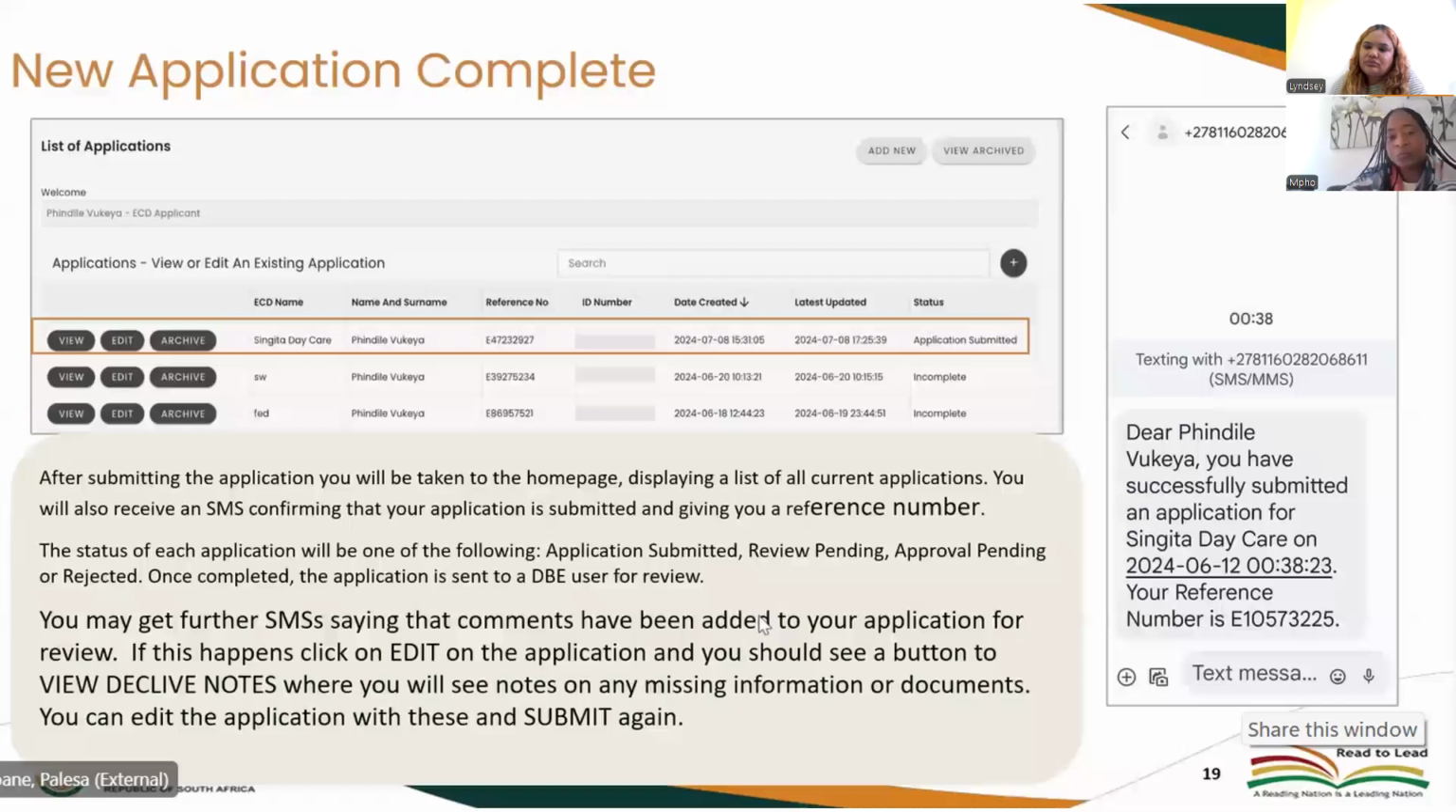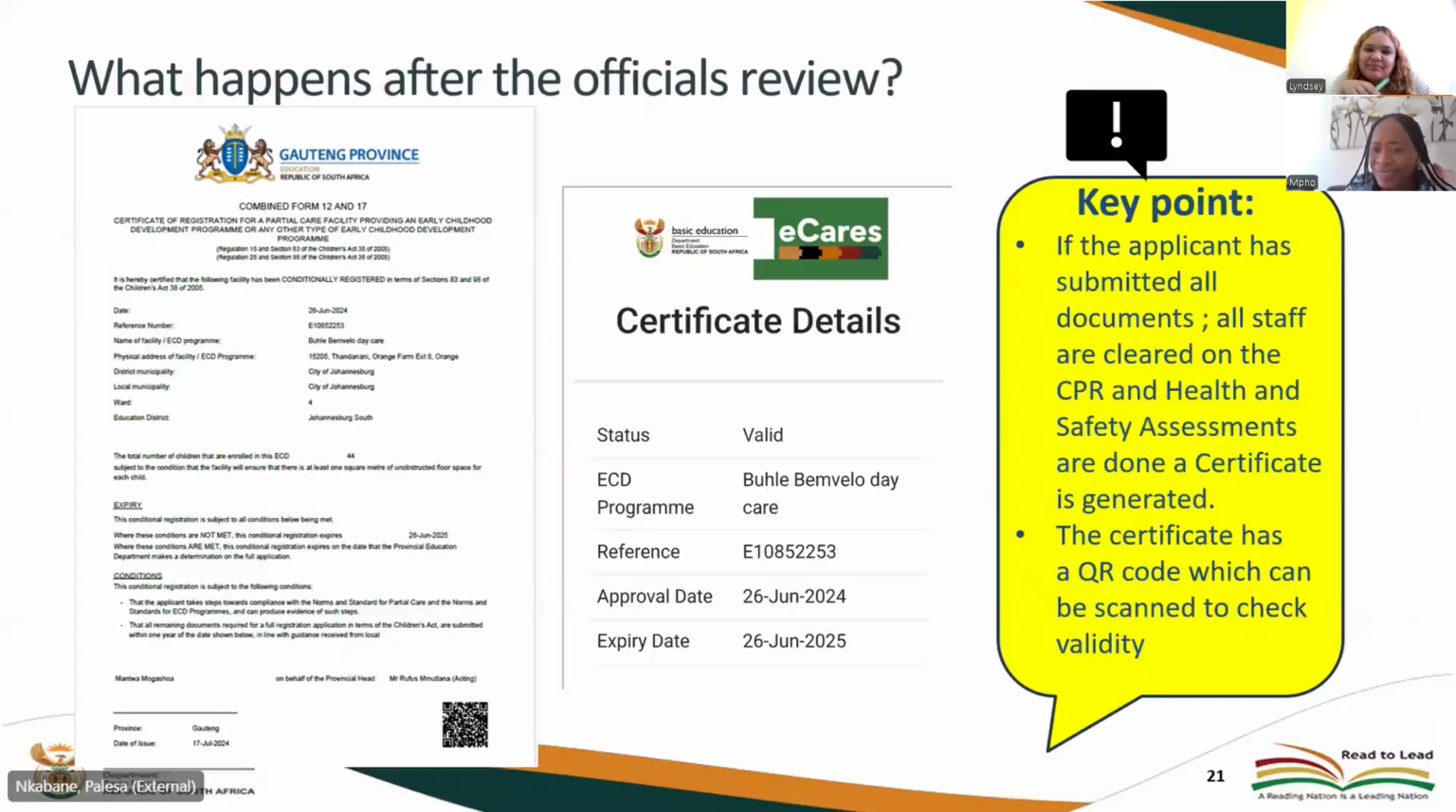Okay. And then one more question here. There's a status called approval pending. What does that mean? If the status says approval pending, that also sounds to me like it's under review and will be approved soon, or what does that mean?